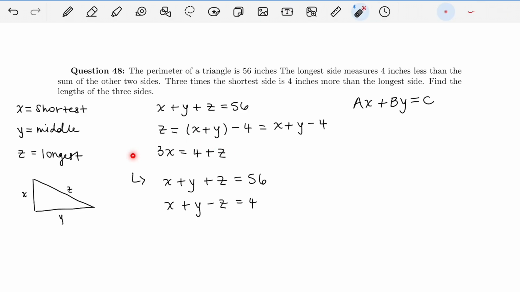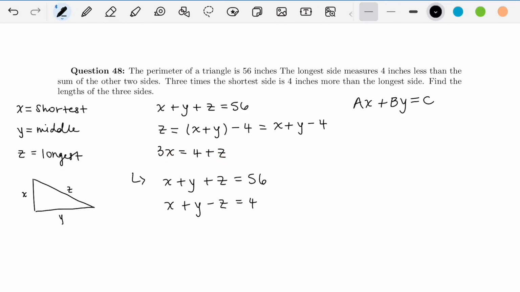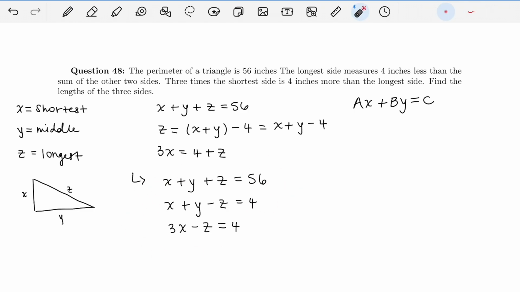And then for this last equation here, again, we want our variables to be on one side, so I'm going to subtract z on both sides. I'll get 3x minus z is equal to 4. So this becomes our system of linear equations here. We have 3 equations and 3 unknowns. So this is going to be similar to the second example we looked at for 3 equations and 3 unknowns when one or more of the variables are missing.